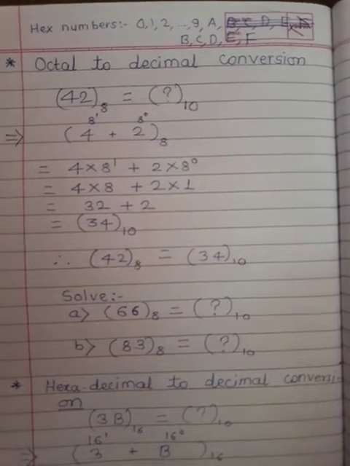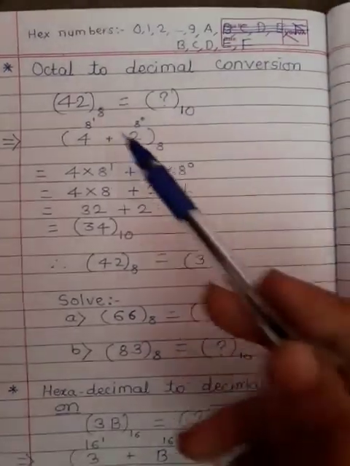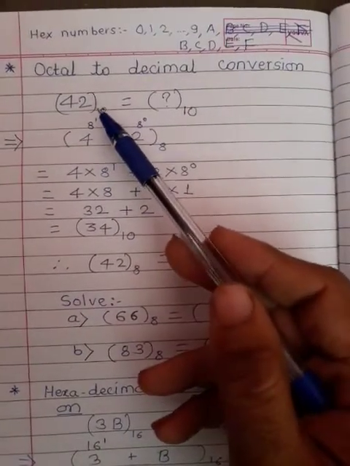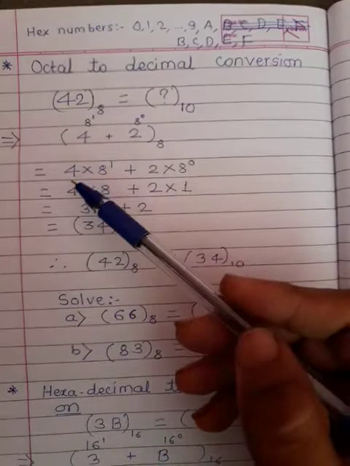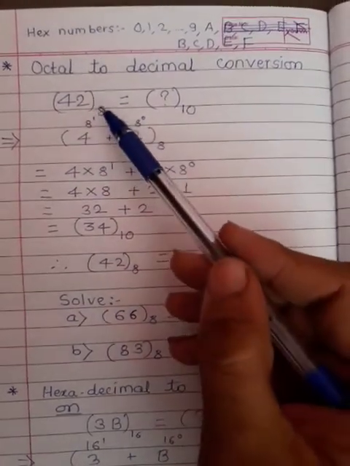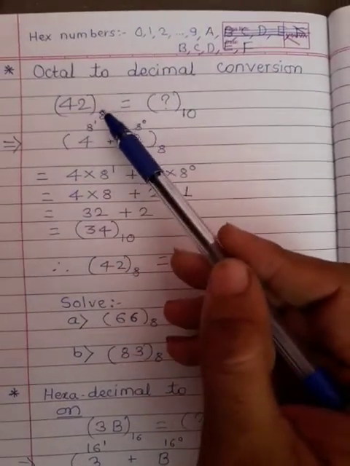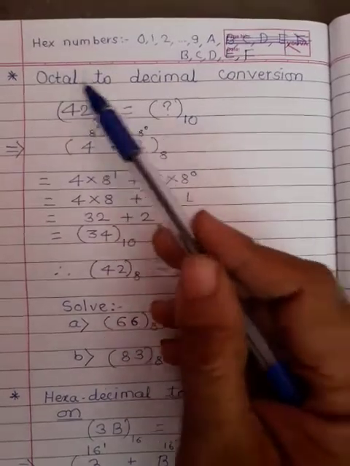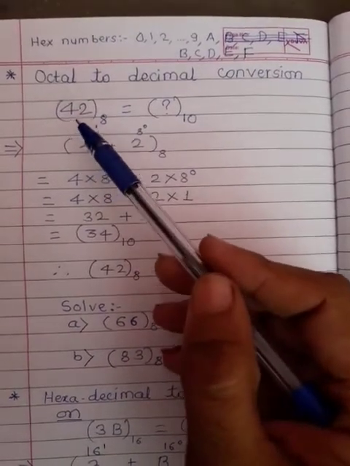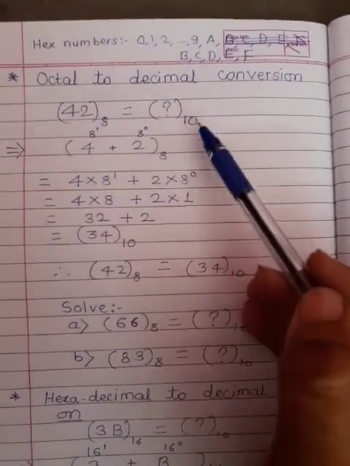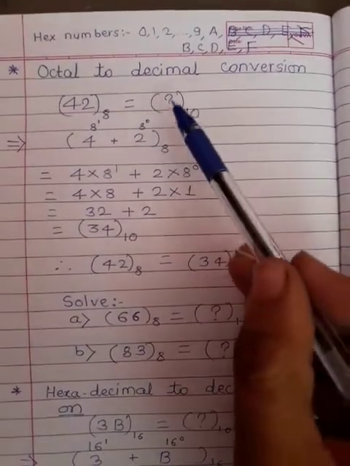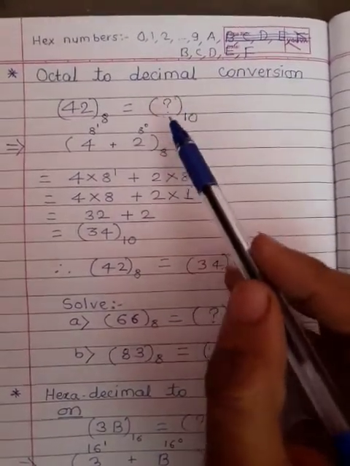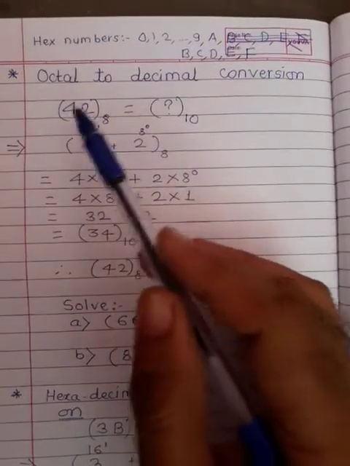The first example given is 42 and we have to convert it into decimal. Now students, you can see the base over here is 8. It means that this number is in octal format, and here question mark and 10. So you have to find the decimal equivalent of 42.